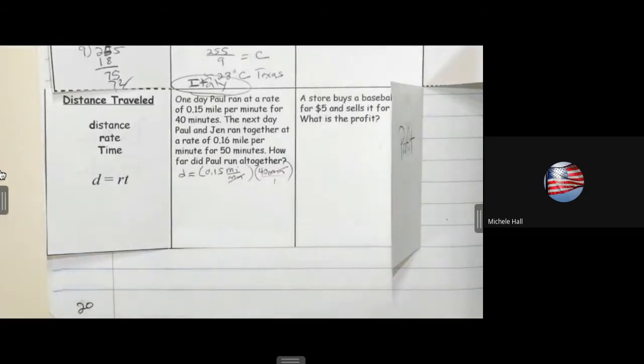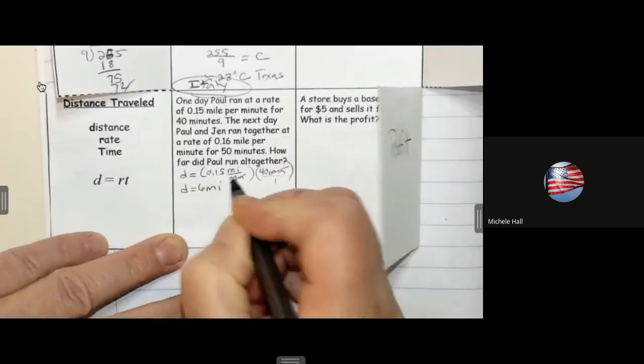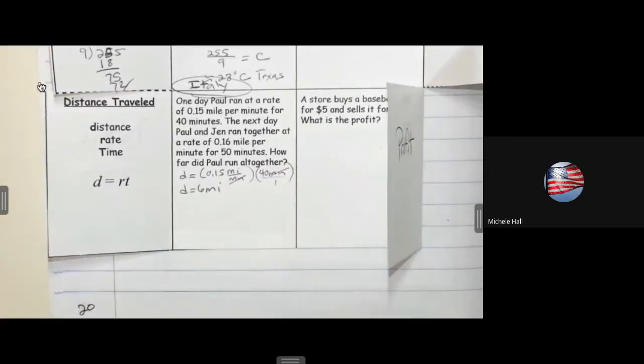And then you just have to multiply 0.15 times 40. How would you do that mathematically? Do you have any techniques for being able to figure that out fairly quickly? Times 10 times 4. Yep. That's good that you think that way. And then you just have to add them together. Are there any other ways that you think about doing that problem? 6 miles when he's by himself.